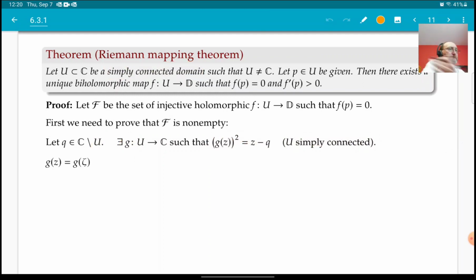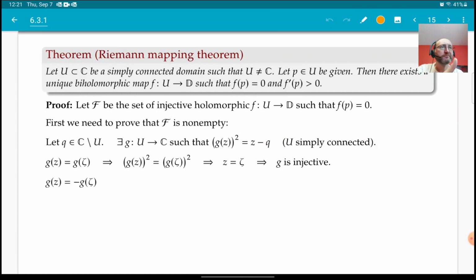All right, so now let's suppose that g at z is the same as g at zeta. I mean, we're looking for injective maps. Let's see what that implies. Well, if we square the same number, we of course get the same thing. But the g squared is z minus q, so this is z minus q, zeta minus q. So z is zeta. So therefore, g is injective.